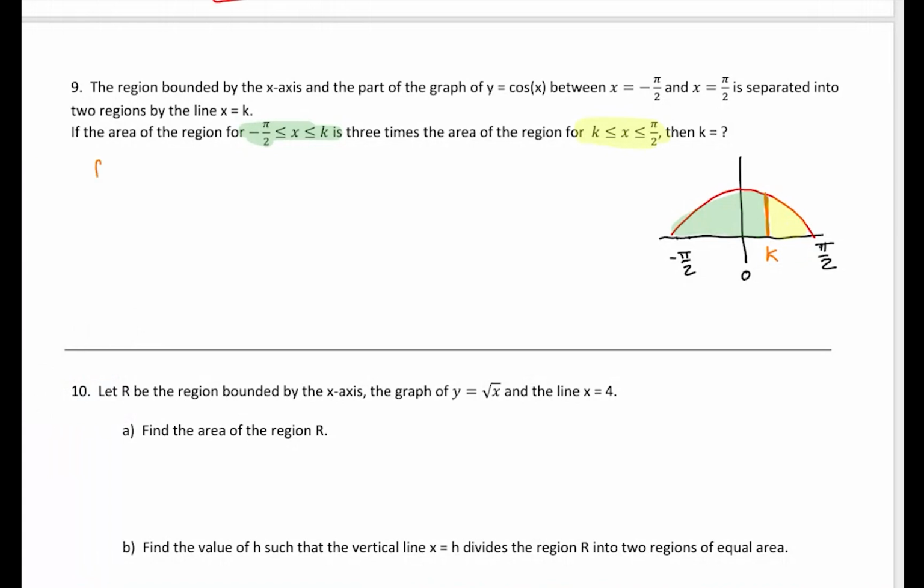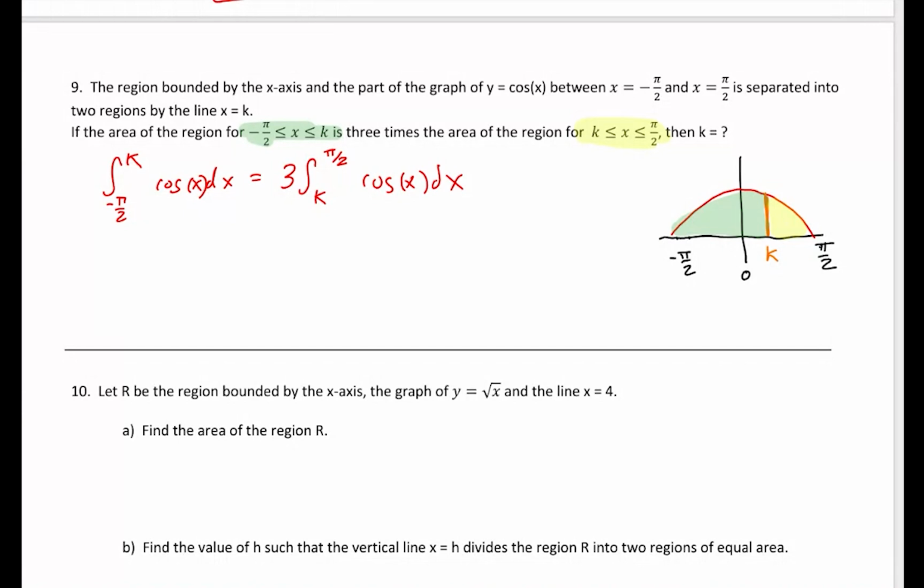So the integral from negative pi over 2 to k of cosine x dx is going to be 3 times the integral from k to pi over 2, again, of cosine x dx. Okay, now I'm going to show you the long way, and I'm going to show you the short way. The long way here is to use the fundamental theorem of calculus.